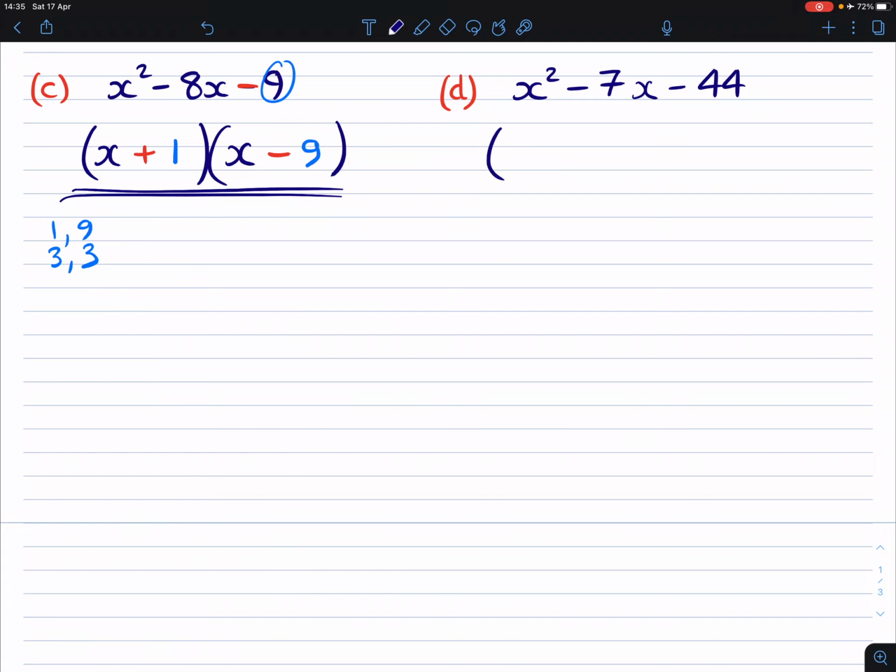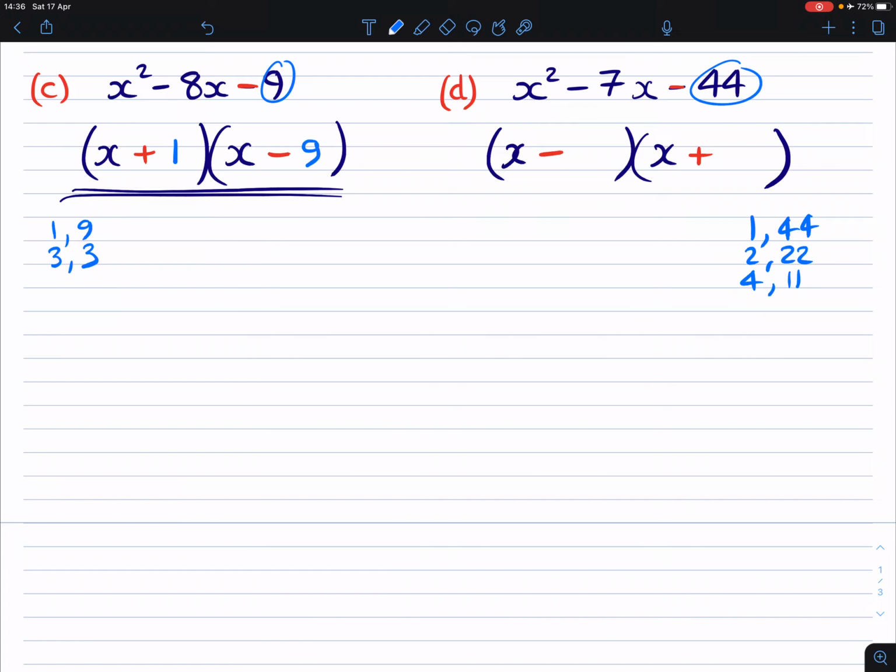For the next one, nothing in common between x squared, minus 7x or minus 44. X times x makes x squared. Negative 44 tells us that we're going to have opposite signs. The factors of 44, listing them out, are 1 and 44, 2 and 22, 3 doesn't work, 4 goes with 11, 5 doesn't work, 6 doesn't work, 7, 8, 9, 10 don't work, and then the next number 11 we already have. So those are all of the factors there.